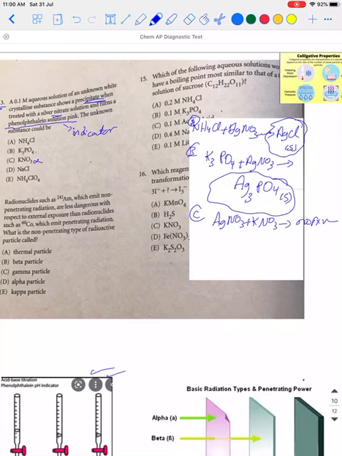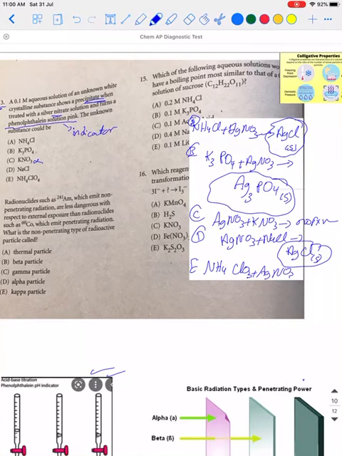No reaction, no precipitate. So part C I will eliminate from my options. Part D, I have AgNO3 plus NaCl, AgCl. Okay, this is a precipitate. And part E, which is ammonium perchlorate, plus AgNO3, gives me AgClO4. This is not a precipitate, so I will eliminate it. I'm left with AgCl, so I'm left with this option, and this option.